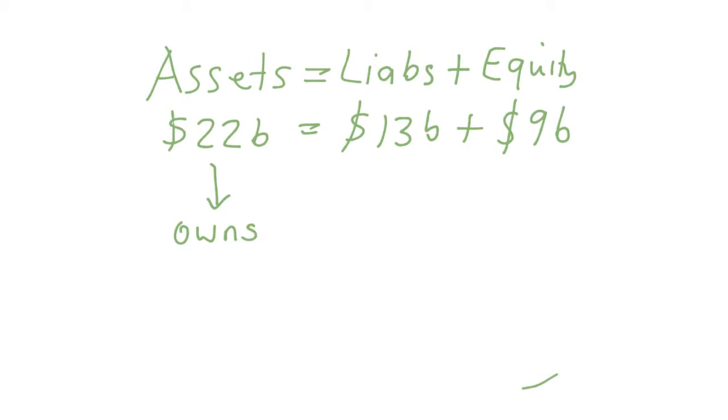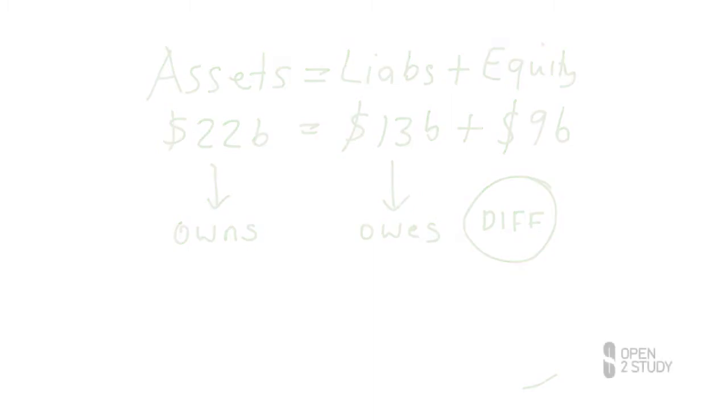Another way to think about this is what the business owns, its assets, and this is what the business owes, its liabilities or its future obligations. And so equity is the difference between what the business owns and what the business owes. So why do we start with a balance sheet when we're attempting to assess the financial health of a business?